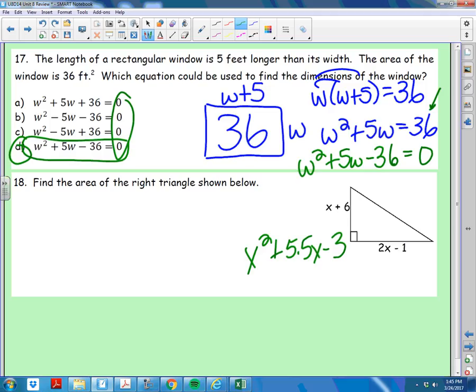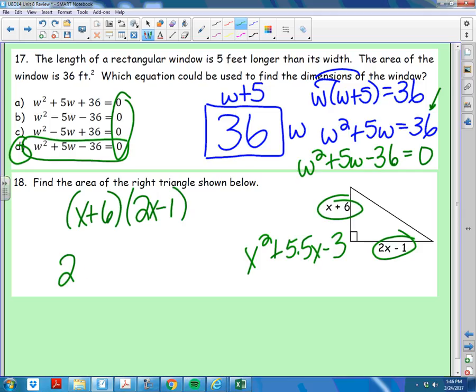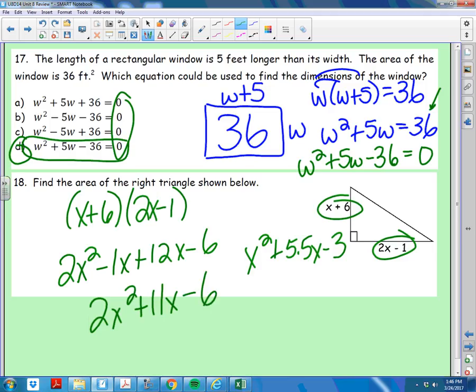Okay. Basically, you're going to do this times this, and then divide every single term by 2. Area of a triangle is 1/2 base times height. The easiest thing to do is to simply do x plus 6 times 2x minus 1. You FOIL it, you get 2x squared minus 1x plus 12x minus 6, which simplifies to 2x squared plus 11x minus 6. And if you'll notice in the answer choice, each coefficient is half because it's 1/2 base times height.